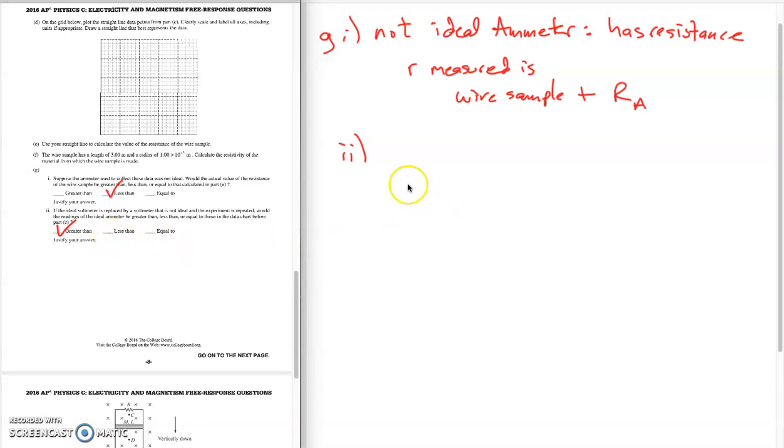That means that now our circuit looks like it's 2 resistors in parallel, where this one is the voltmeter and this one is R. That reduces the overall resistance, which is going to reduce the measured voltage. So the ideal voltmeter, which allows no current to go through it, is going to measure a greater voltage than the real voltmeter that has an incorrect resistance.